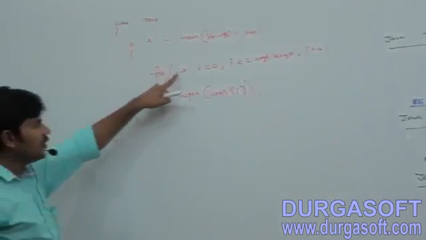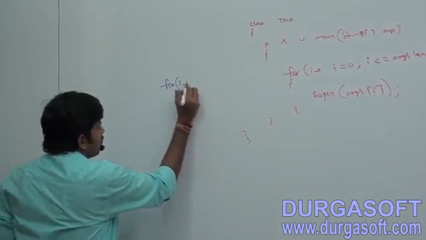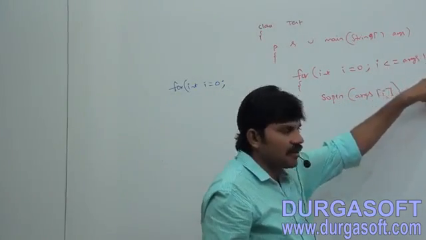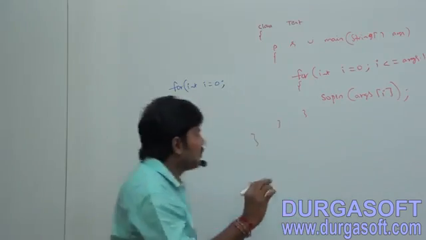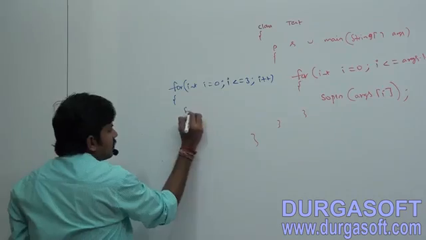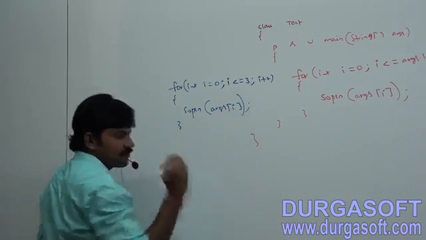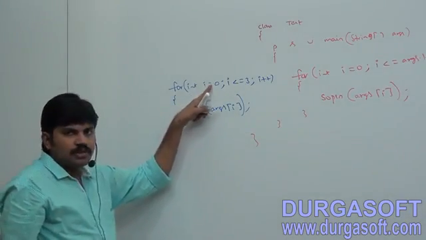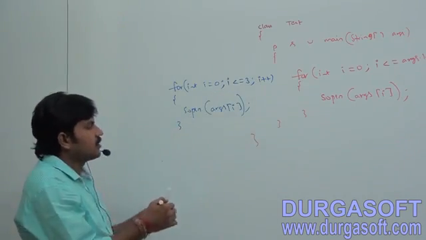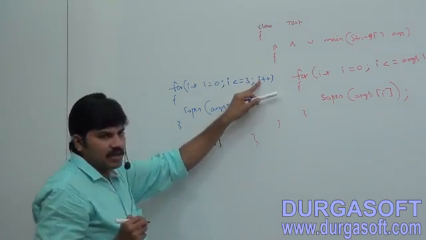Here, for int i = 0, let me consider the first case only. For int i = 0, i less than or equal to args.length. How many command line arguments are we passing? 3. That's why i is less than or equal to 3, i++. System.out.println(args[i]). i is 0, 0 is less than or equal to 3, that's why I have to print args of 0 first. Next, the i value is incremented to 1.